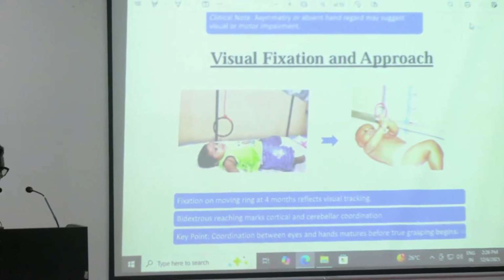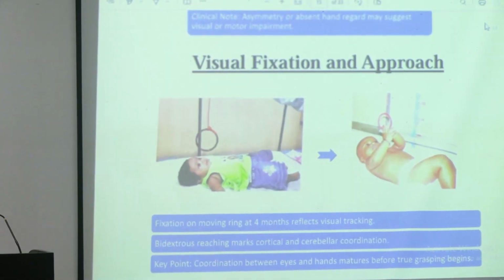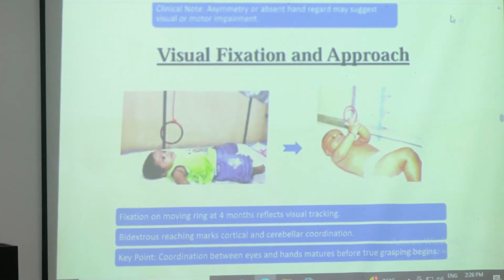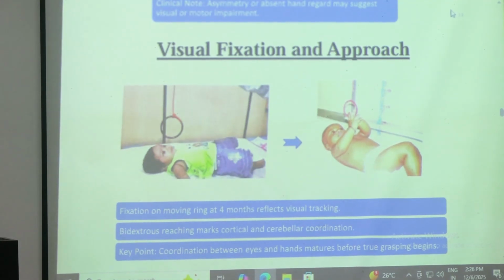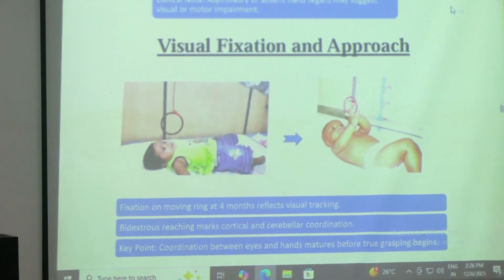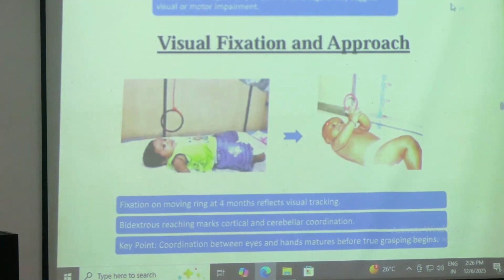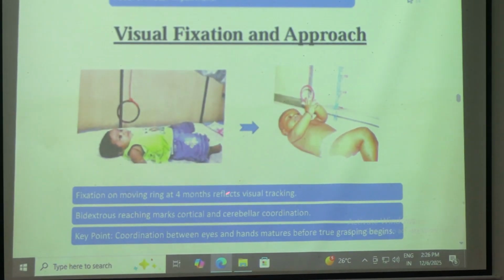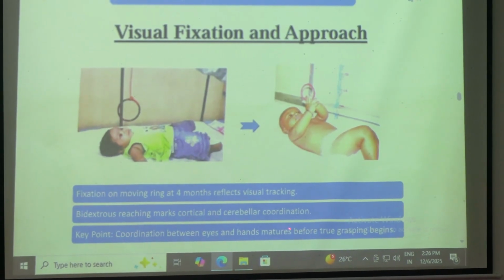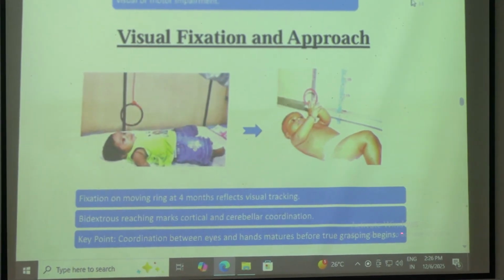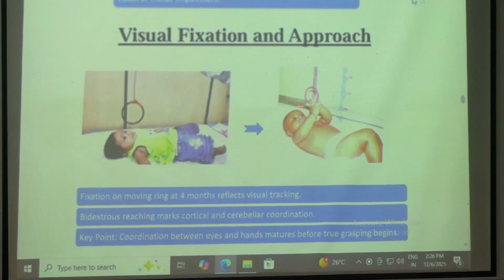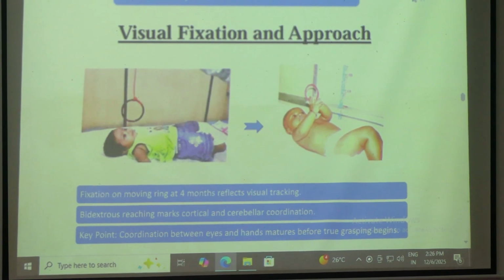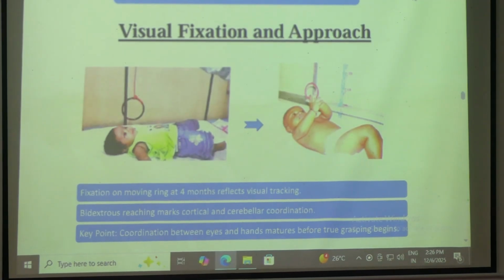Dexterous reaching marks cortical and cerebral coordination, because he will not be able to do that if his cerebellum and cortex don't function properly. Coordination between eye and hands matures before true grasping begins. This develops before the grasp reflex develops. Understand?